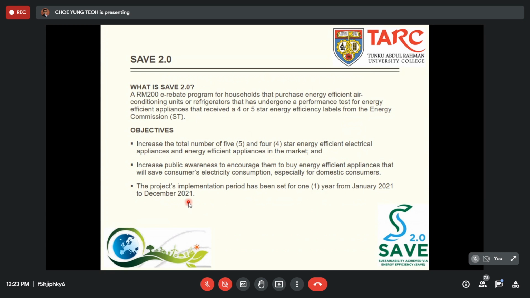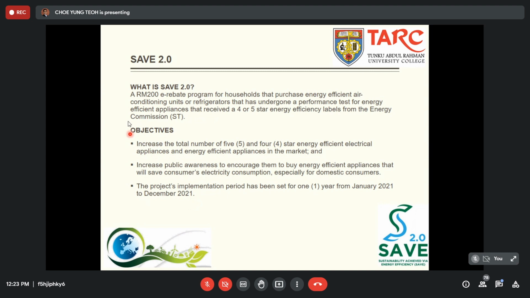You have to ask SEDA. Okay, maybe they set a different quota for it. Maybe a claim for maybe 100 units, or maybe they set something like your income grouping, maybe just for M40 and below. Okay.